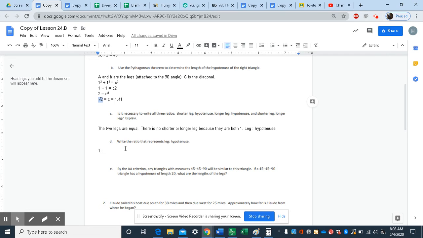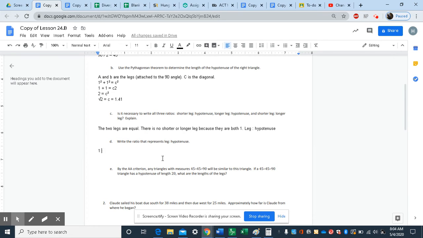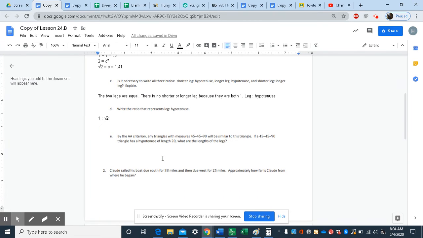So I'm going to copy it from up there and paste it. So our ratio representing the leg to hypotenuse is going to be 1 to root 2. That's the ratio comparing the length of the legs and the length of the hypotenuse. So part E.